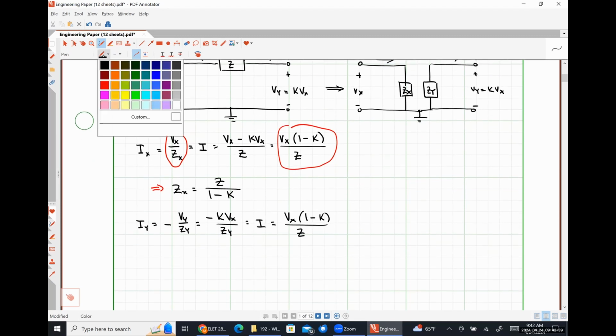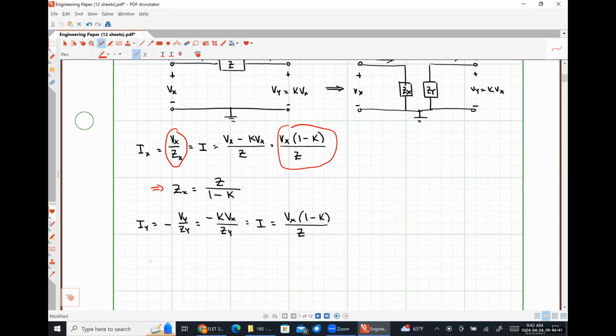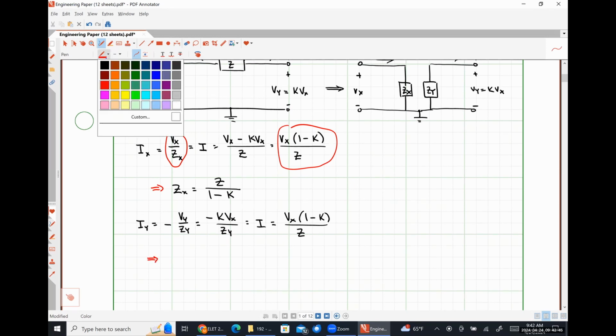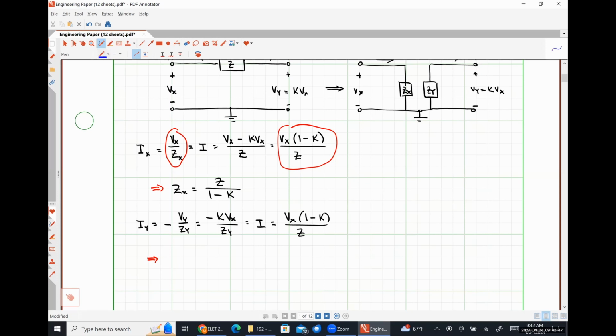So rearranging this expression, let me actually, so I'm saying this bit right here has to equal this bit right here, and then rearranging, and we find that ZY is Z over 1 minus 1 over the gain.